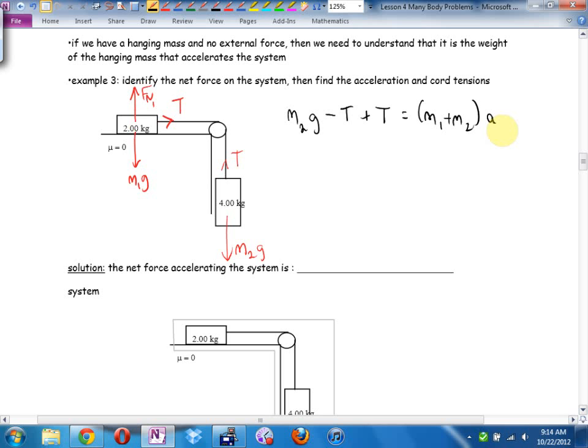Ben, you're looking relaxed. Why are you looking relaxed? Oh, you're losing tension? Oh, it's always good. Ben, how would you get the A by itself?